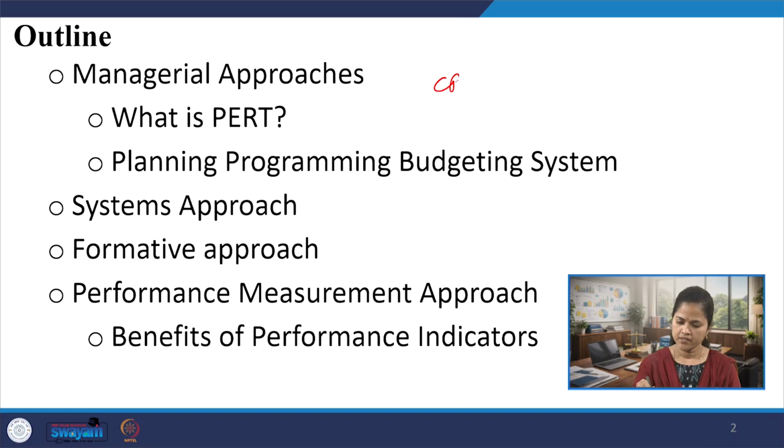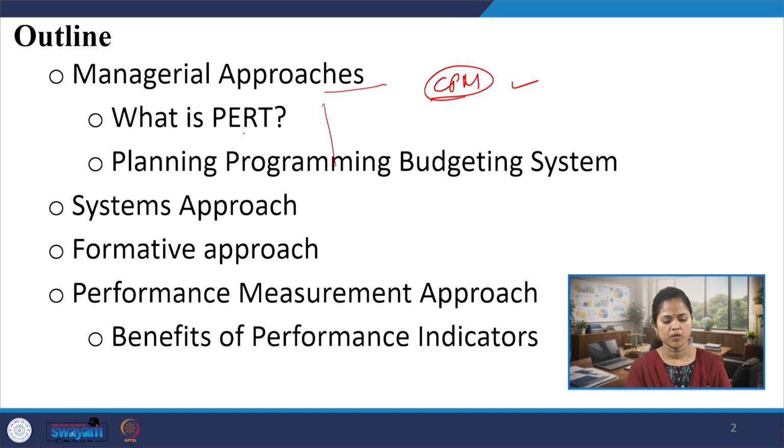Hello everyone. In the last class we were discussing policy monitoring and its different approaches. So we started with the managerial approaches, right? And under managerial approaches we have already discussed the critical path method. We are done with it. Today we'll be discussing the other two methods under managerial approaches, that is the program evaluation and review technique and the planning, programming, budgeting systems.